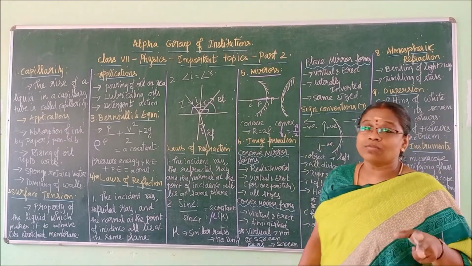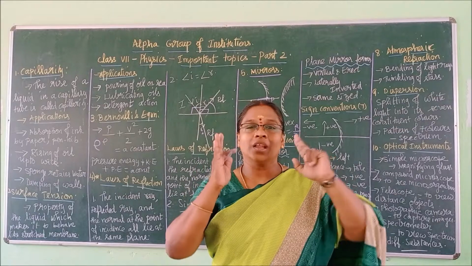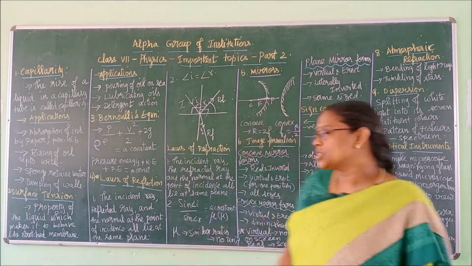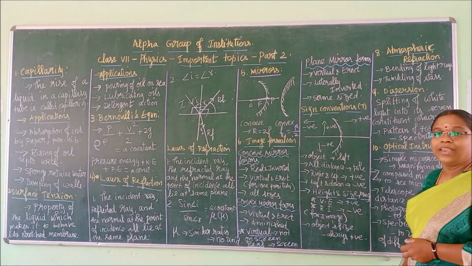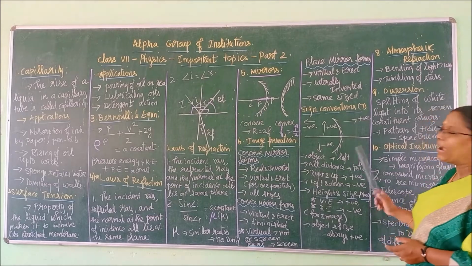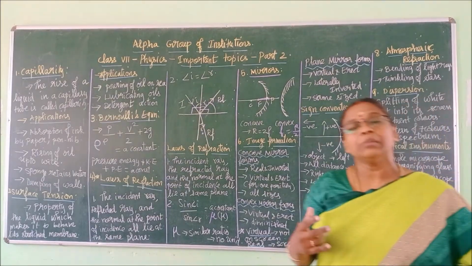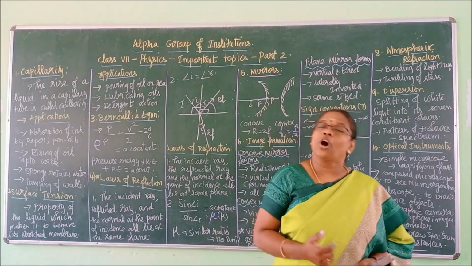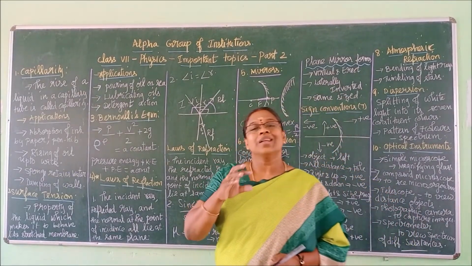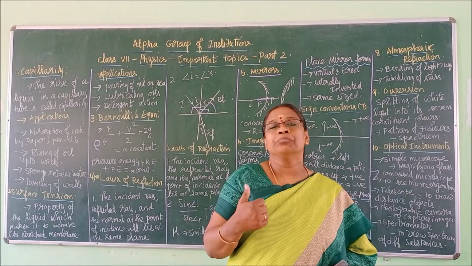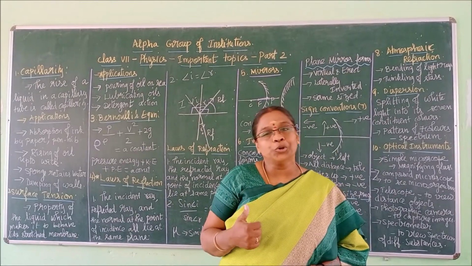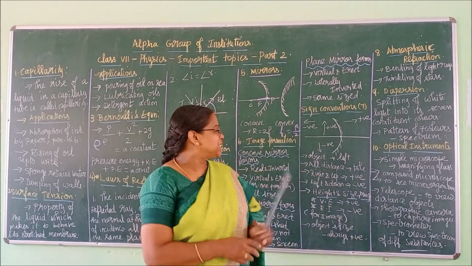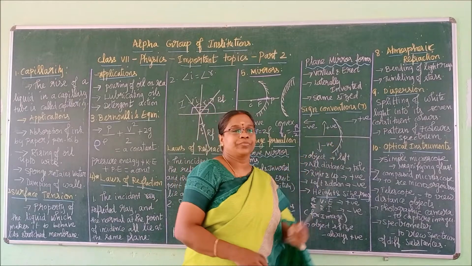I can ask questions very confusingly, so be very clear with your answers. Okay, now coming to sign conventions. While making measurements in mirrors, whether it is a concave mirror, a convex mirror or a plane mirror, some adjustments, some common acceptance we have to follow. That is called sign conventions, right?